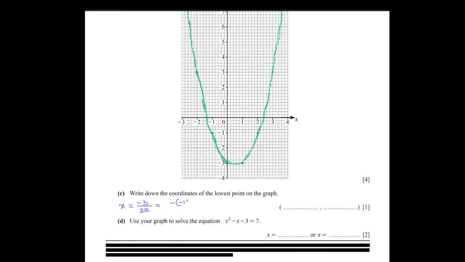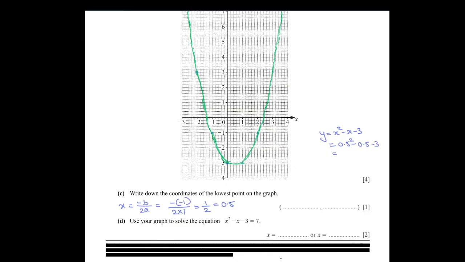Minus of minus 1 by 2 into a, which is 1, so it is 1 by 2. 1 by 2 means 0.5. Substitute this in the equation. Y is equal to x square minus x minus 3. So 0.5 square minus 0.5 minus 3.